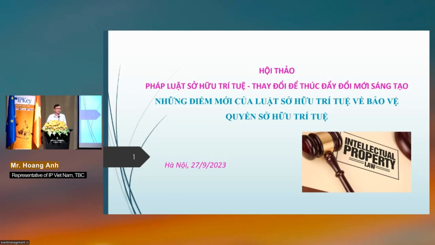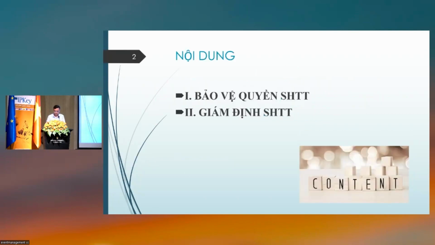I'm very fortunate that this morning Mr. Tung from the Copyright Office of Vietnam spoke a lot related to the protection of rights, copyrights and related rights, especially the two brand new points, 198A and 198B. So I will not repeat what Mr. Tung has said this morning. I focus on the points related to industrial property as well as the IP law. I would like to start my presentation now.